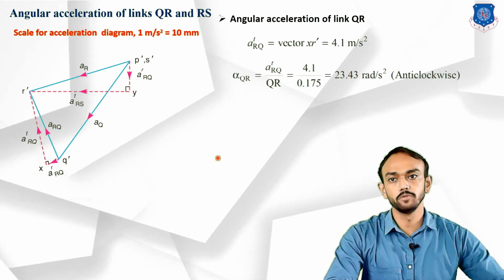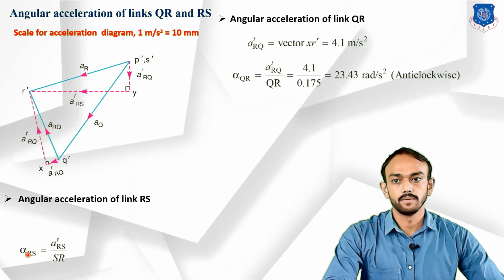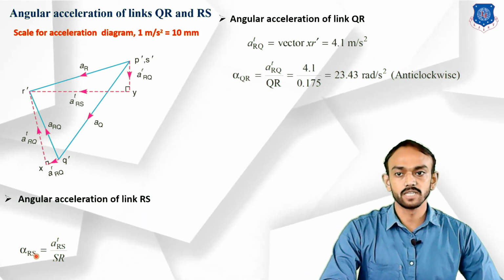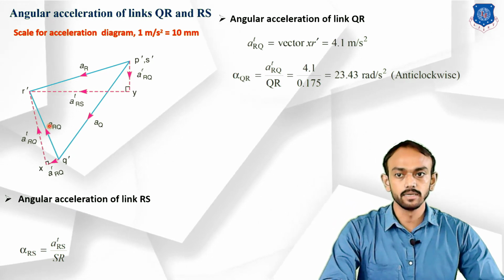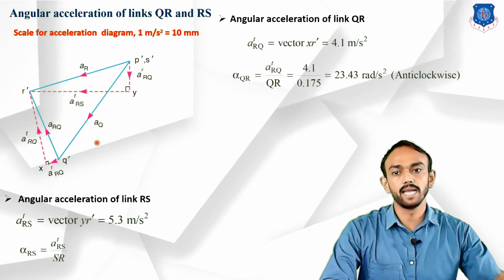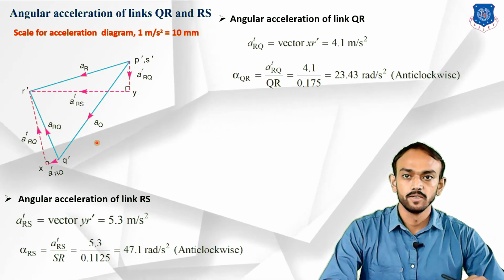Same as we will do for RS. Check this: the angular acceleration of R with respect to S will be the tangential component divided by the length of that link. So we will measure this tangential component here and divide by the length of that link, and we will find the answer. Okay, thank you.